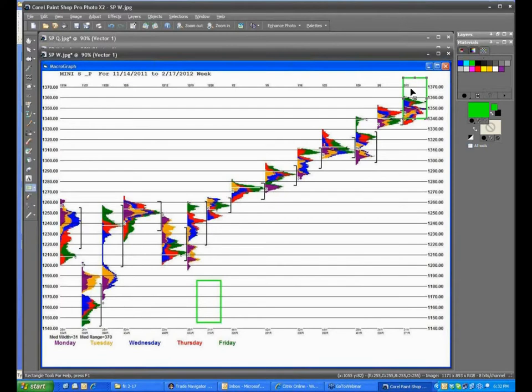Now, this is a projection. I don't want to call it a prediction because I don't believe you can predict the market. You can only react to what you see. And anybody that tells you they can predict where a market's going is lying to you. But we can project by using probabilities.